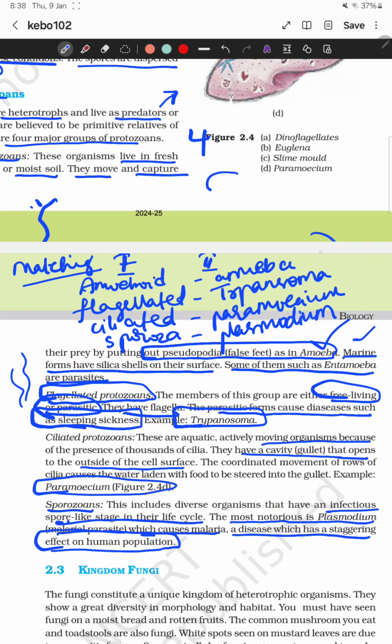Here the question asked will be to match the following from group 1 and group 2, and pair the correct answers. Sometimes it can also be asked as mismatch, which means the incorrect one has to be selected. So this is all about the kingdom Protista.